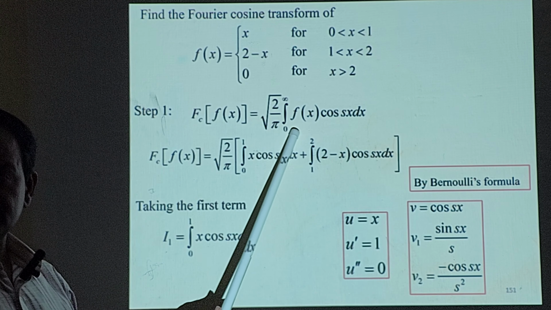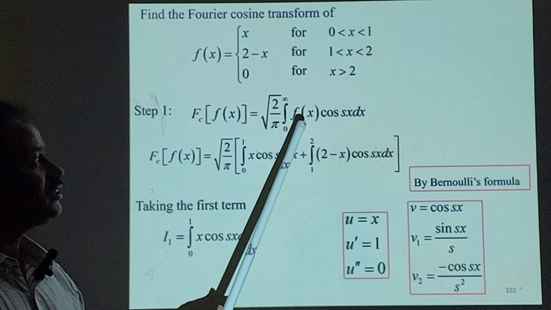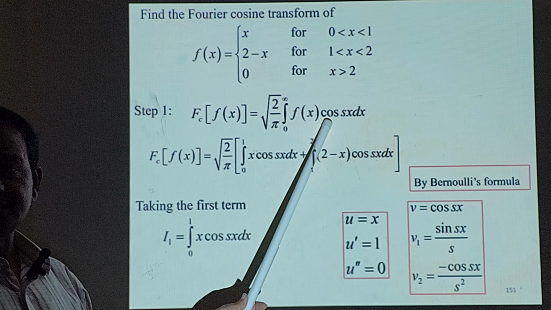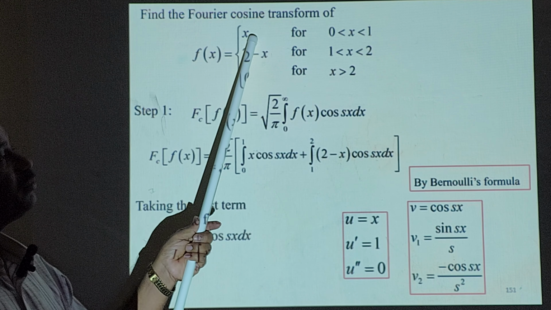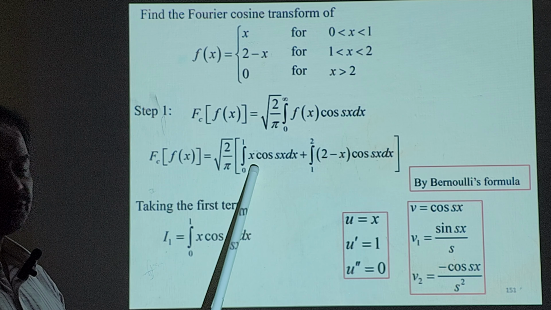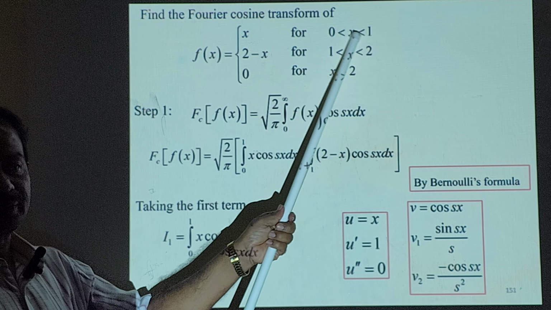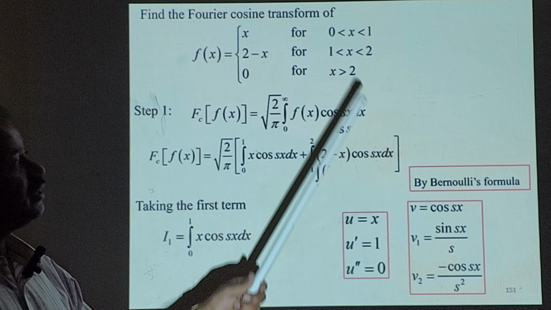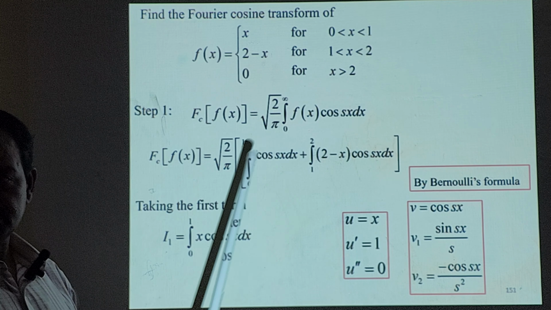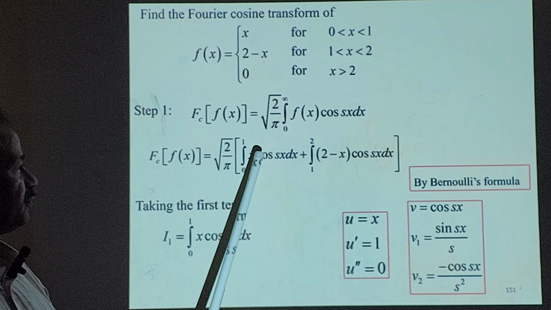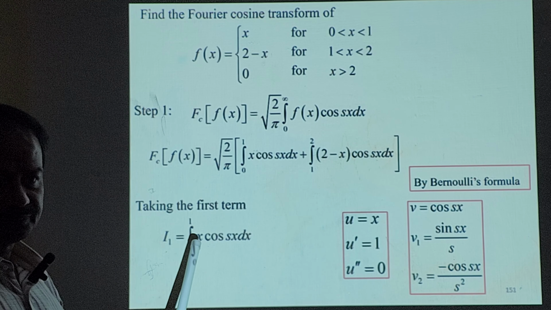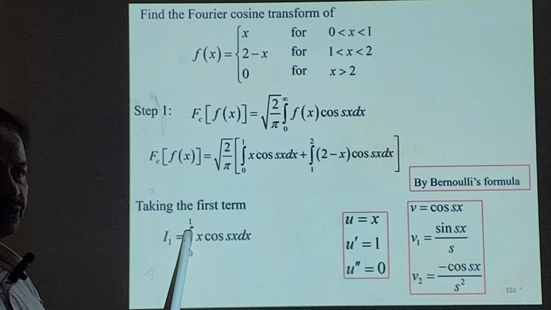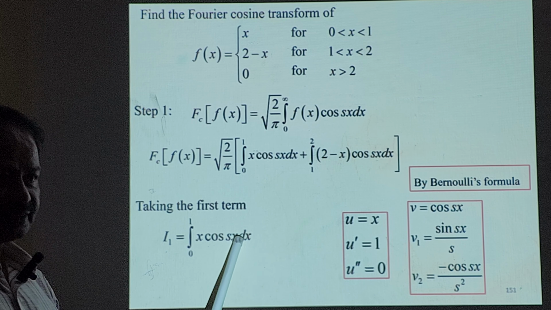So we have to use the Fourier cosine transform formula, which is nothing but root of 2 divided by pi, integral of f of x cos sx dx, where f of x is nothing but x in this interval. So we substitute x here, 0 to 1, and f of x is 2 minus x in the interval 1 to 2. Now first we will take the first term. The first integral is I1, which is equal to integral 0 to 1 of x cos sx dx.